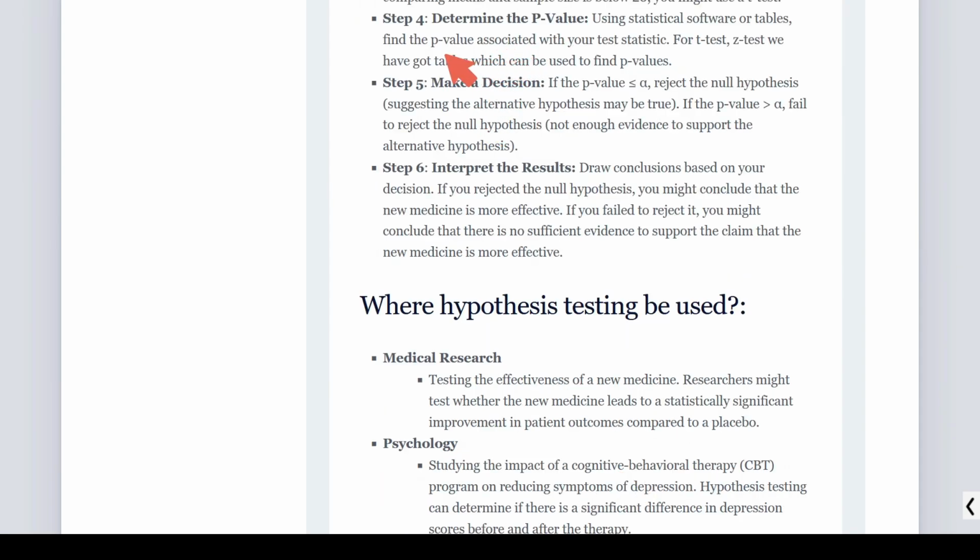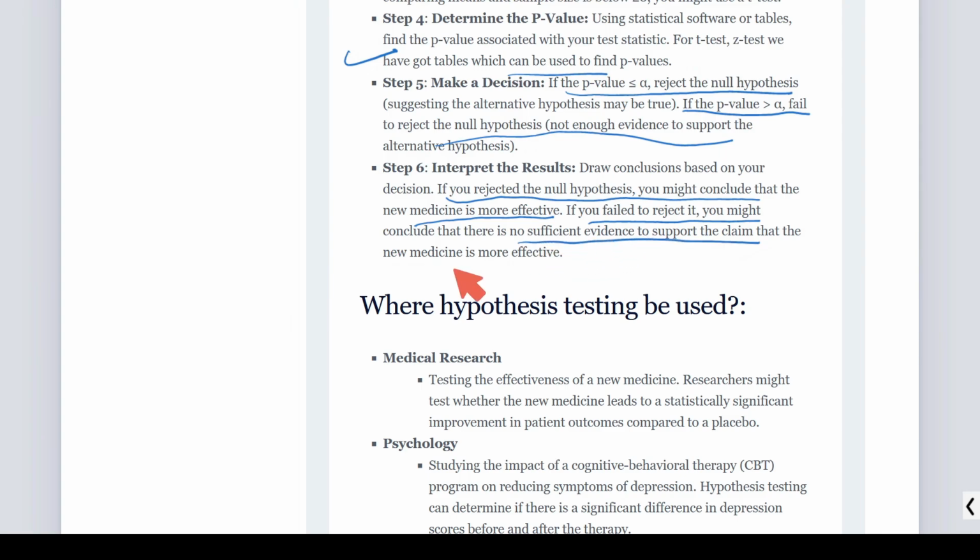Then once you have done the t test you will get the p value, and based on the p value we can make the decision: if the p value is less than or equal to alpha, reject the null hypothesis, and if the p value is greater than alpha, accept the null hypothesis. Okay, so in the interpretation of the result, if we reject the null hypothesis it means that the new medicine is more effective, and if we fail to reject the null hypothesis it means that the new medicine is not more effective, its effect is the same as the current medicine.